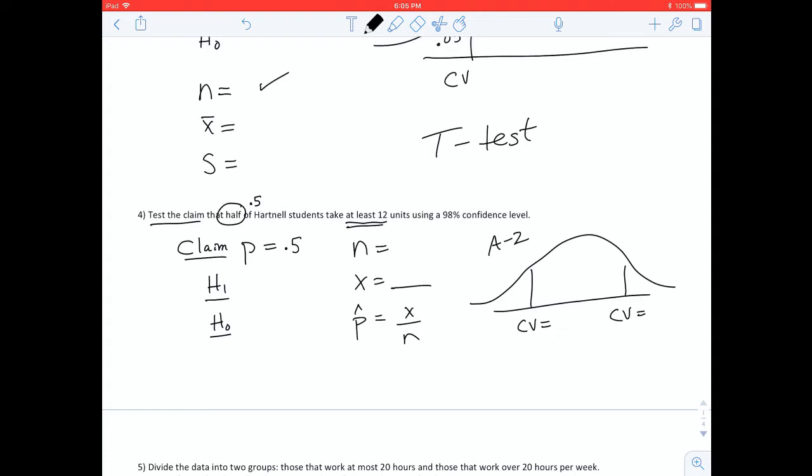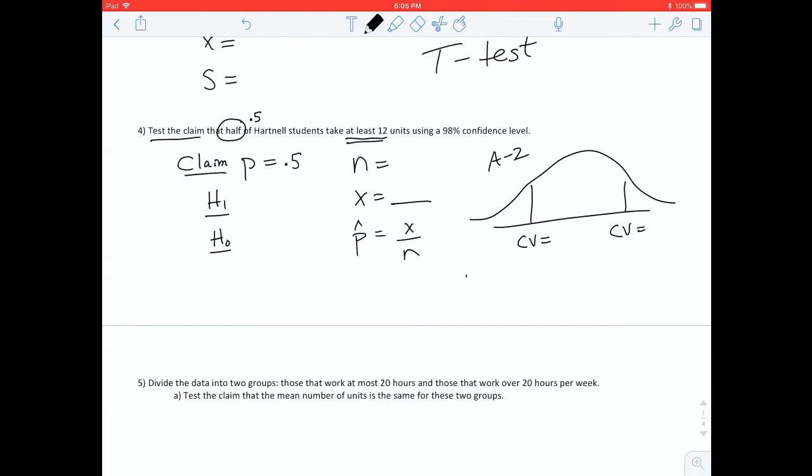After you use table A2 to look those up, then you can use the 1 proportion z-test to get the test statistic. And then you just show where that lands in the picture and then write the conclusion.